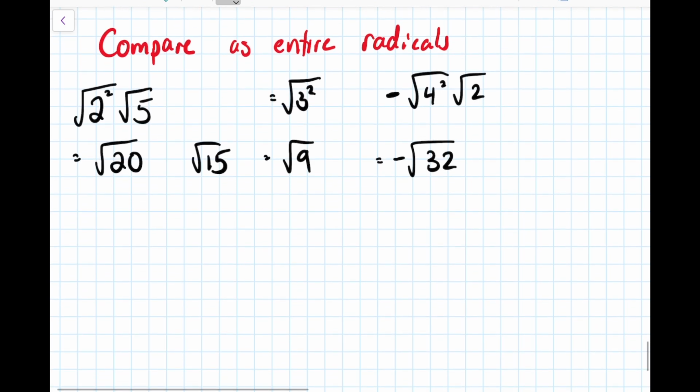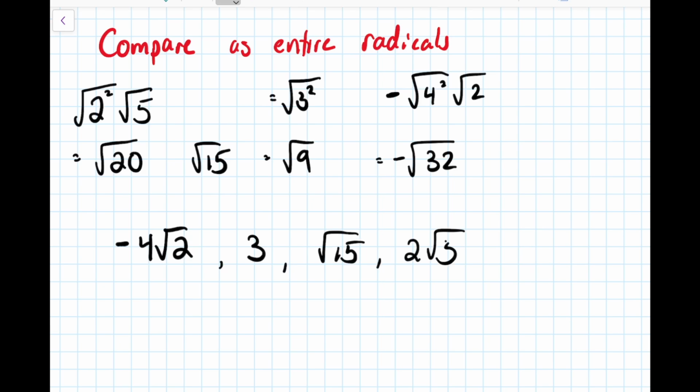So putting these in order, well, the negative one's definitely going to be the smallest. So our smallest is negative 4 root 2. I'm going to rewrite them back in their original forms. And then looking at the others, 9, 15, and 20, well, 9's my smallest radicand. So my next smallest one is the 3. Then it's the root 15. And then lastly, it's the 2 root 5. And there we have it. We have put them in order from our smallest to our largest.